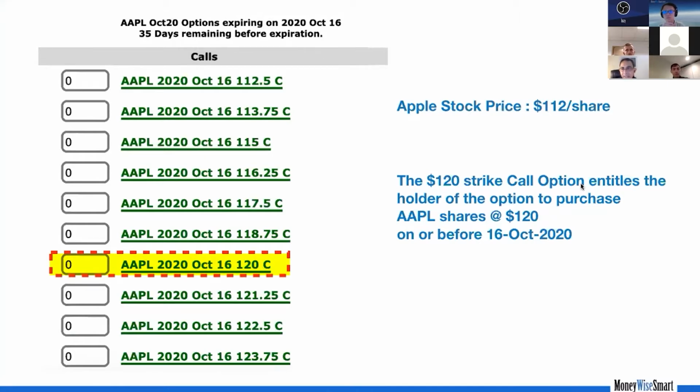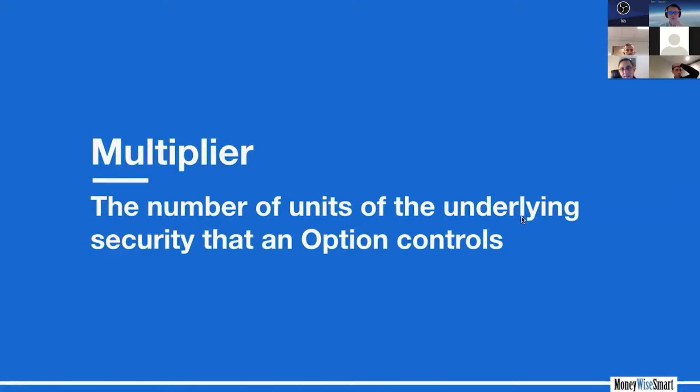This means that this 120 strike call option entitles the holder of the option to purchase Apple shares at $120 on or before 16th of October, irrespective of what the share price is on that particular day. Even if the share price is $200, the owner of the call option will be able to buy at 120. Multiplier is the number of units of the underlying security that an option controls.